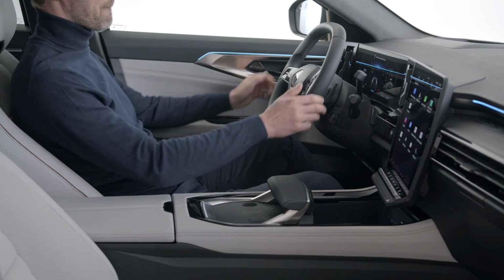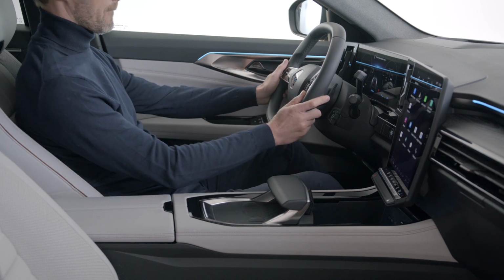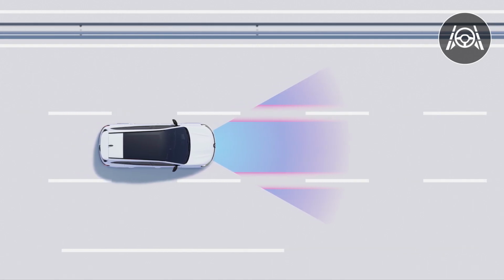During the first two alarm levels, if the system detects the driver's hands on the steering wheel again, the alarms stop and the feature continues to center the vehicle in the lane.